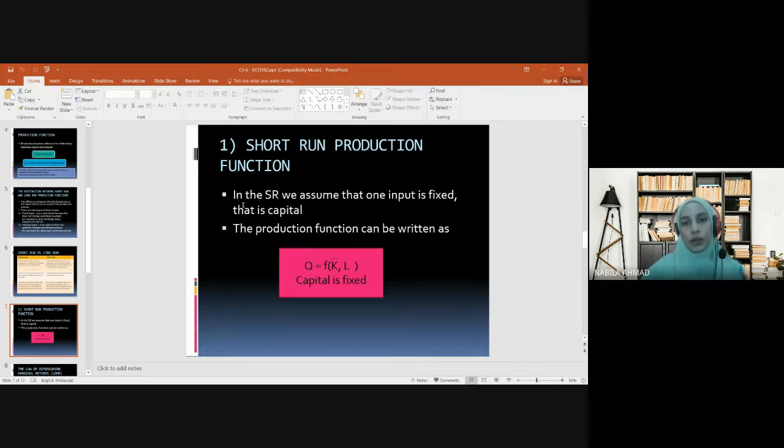Okay. So in the short run, we assume that one input is fixed, that is capital. So kita kata output, ya, quantity is a function of capital and labor. So dalam short run, nak produce output, kita ada capital dan labor sebagai input kita. Tetapi apa yang kita boleh ubah hanyalah labor, capital tidak boleh diubah sebab dia adalah jangka masa pendek. So capital, K with a hat, adalah input yang tidak boleh berubah. So to increase output, we can increase labor and not capital.